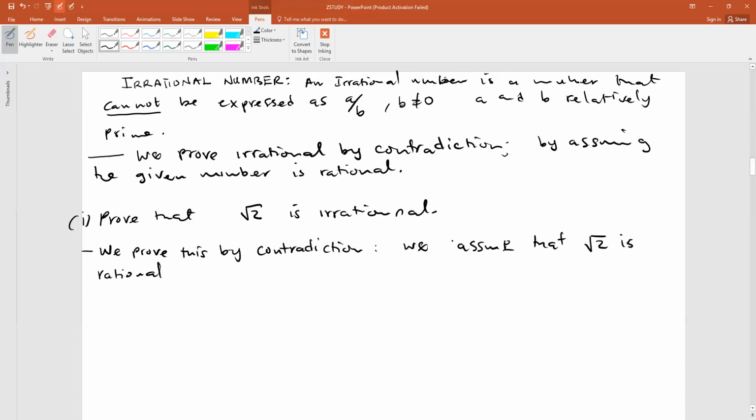We assume that square root of 2 is rational and can be expressed as a over b, where b is not 0. Of course, since we are saying it's rational, we are saying it can be expressed as a over b, where b is not equal to 0. At the same time, a and b are relatively prime.